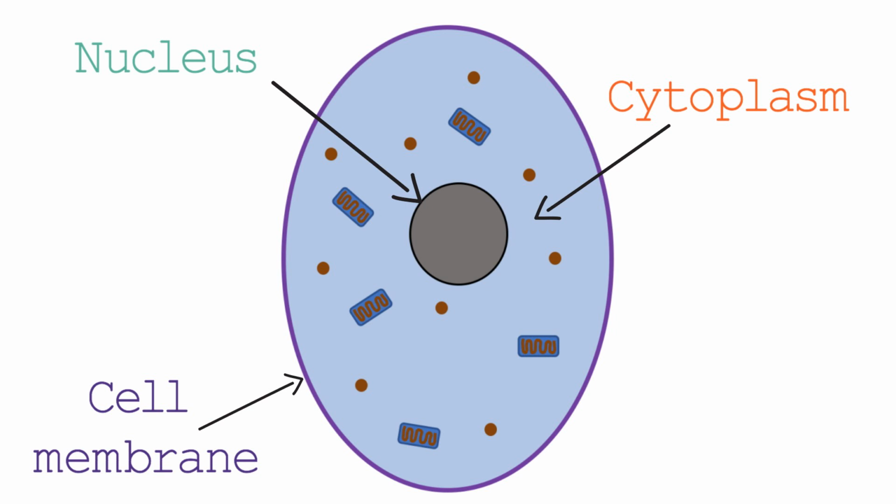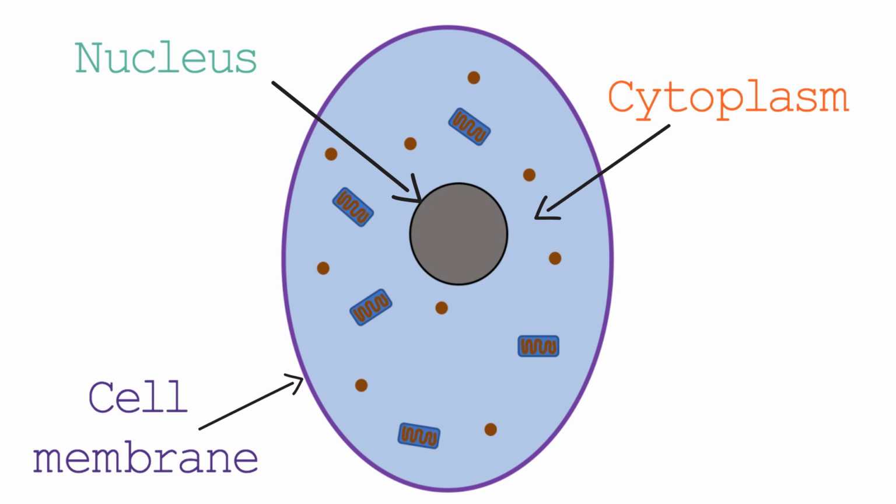The cell membrane is the outside of the cell. It provides a boundary between the cytoplasm and the outside. The cell membrane also decides which substances come in and out of a cell, and it's partially permeable, which means that some substances can pass through it and other substances are unable to pass through it.